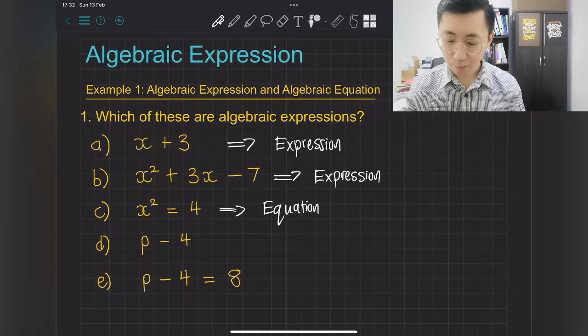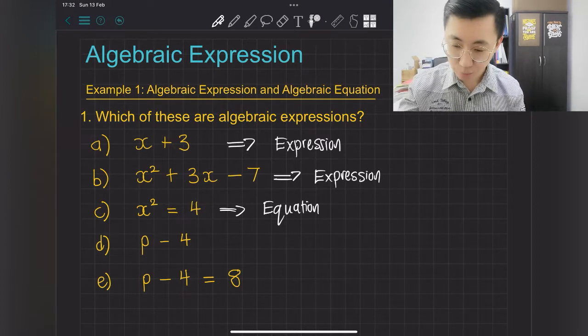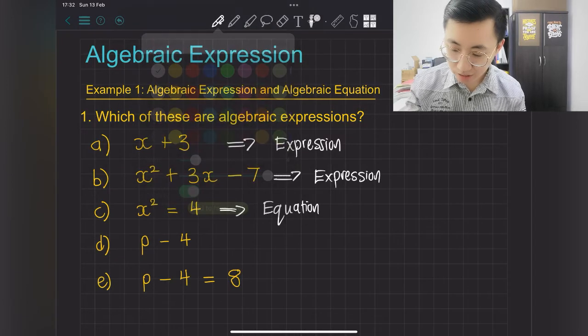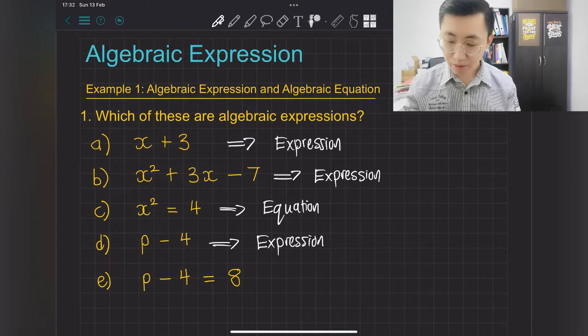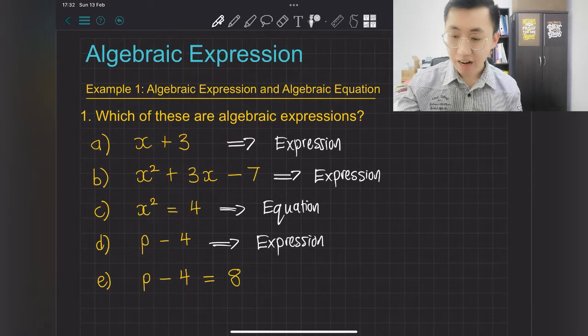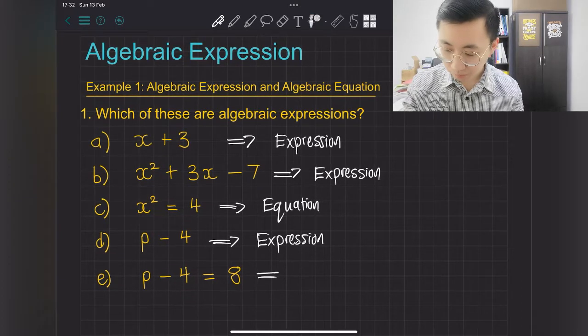Okay, let's look at D. P minus 4, I don't see any equal sign, so this is expression one more time. Last one, alright? So P minus 4 equals 8. I can see the equal sign, then it is algebraic equation. So this is algebraic equation.